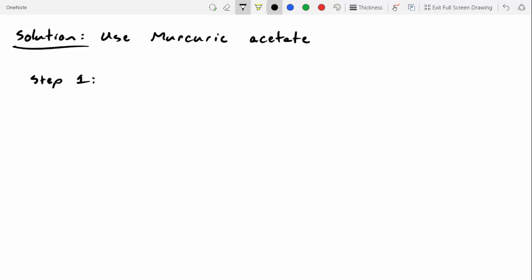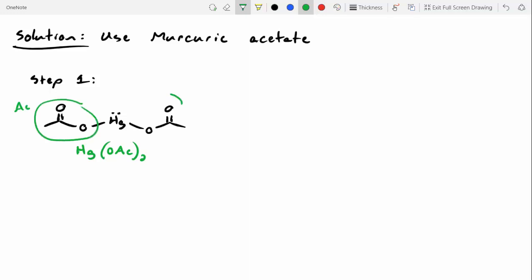Step 1. Mercuric acetate looks like this. It's got 2 acetate groups covalently bound to mercury. Not the most environmentally friendly reagent, so it's not the preferred route, but it is the only route available if you're worried about rearrangements. Oftentimes people will shorthand this and they'll write Hg(OAc)2. These groups are called acetate groups, and so quite frequently you'll see organic chemists just abbreviate them as OAc.